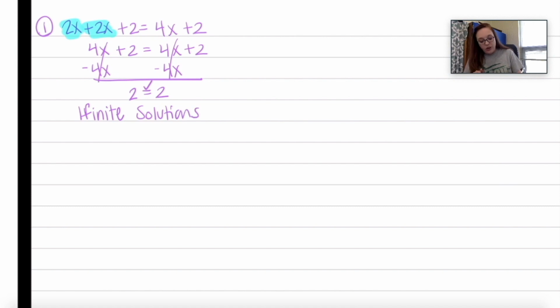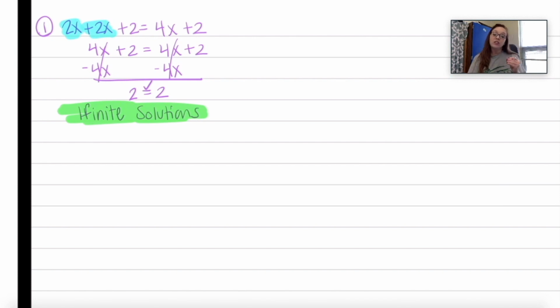What does infinite solutions mean? That means that anything you plug in place of x would make the equation true. X can be any value. X could be 0, 1/2, 300, negative 1 million, 9.78. Any of those values would make the equation true. So there are an infinite number of solutions.